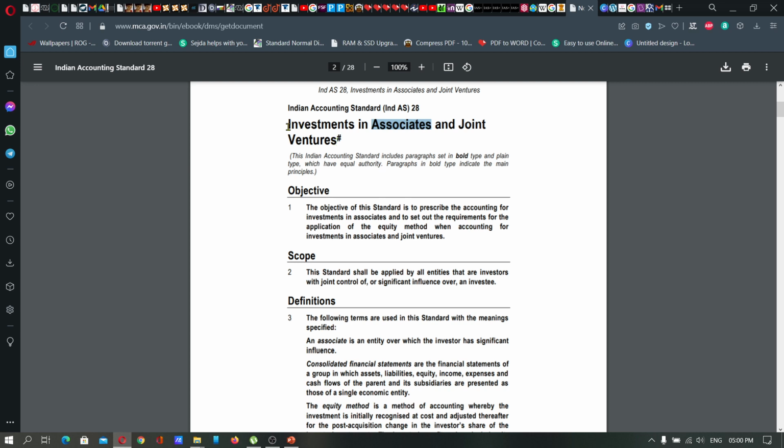So whenever there is an investment in its associates, it may be a subsidiary company or a branch, like that, and also in case of joint ventures, any transaction with regard to investments in associates and joint ventures by a parent concern has to be prepared as per Ind AS 28 if the company is following the compliance of the Ind AS standards.